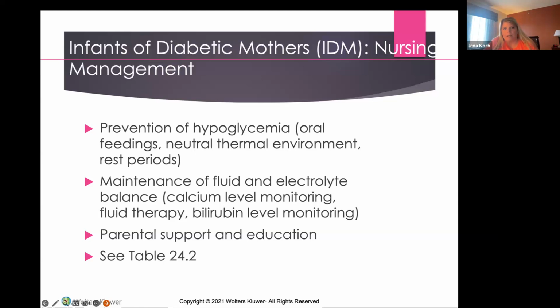Typically, with infants of diabetic mothers where it's poorly controlled, the newborns are poor feeders. They're so hungry, so hungry, but they can't figure out how to eat. If you're trying to give them a bottle of formula, they don't know how to suck on it. They chew it. They're just very poor feeders.